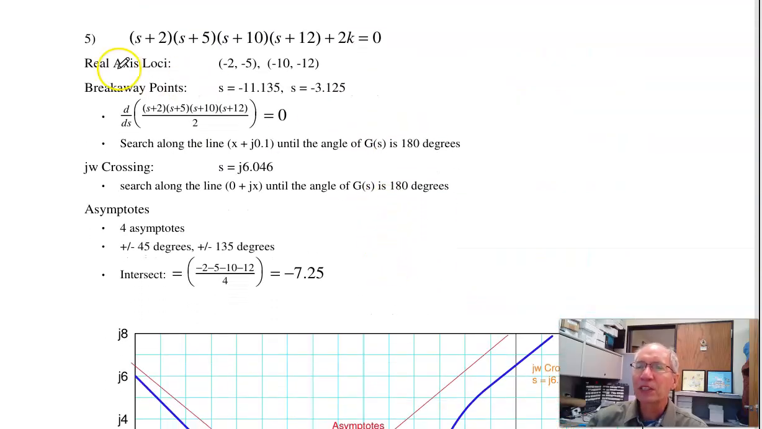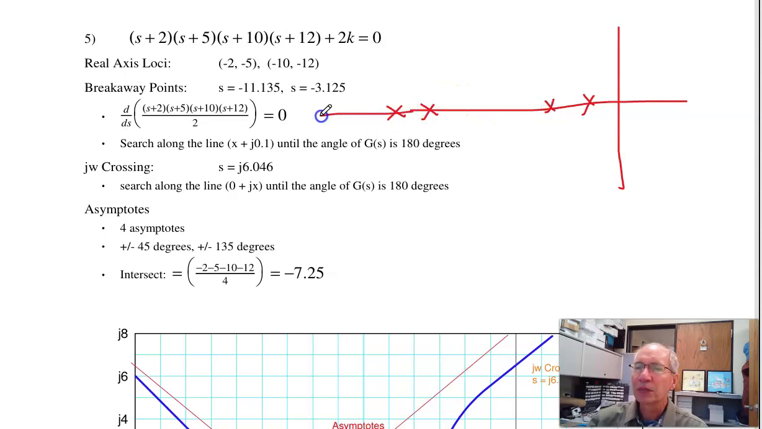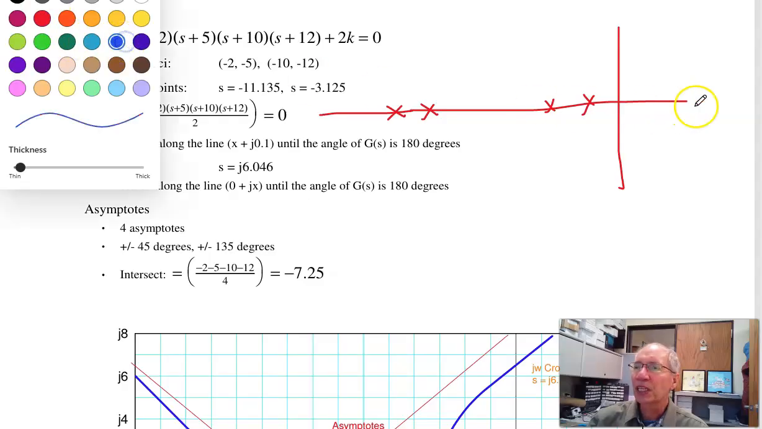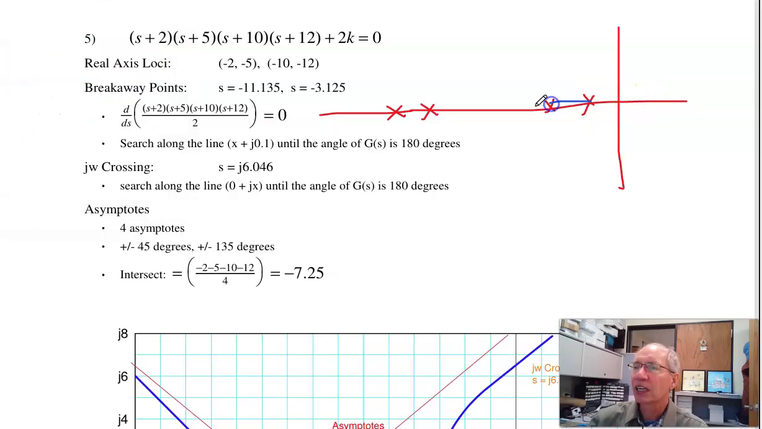Problem 5. Here's a 4th order polynomial. Sketch the root locus. And so what I do is I start with the real axis loci. When k equals 0, I've got a root at minus 2, minus 5, minus 10, minus 12. Real axis loci is even odd. When there's an odd number of poles to the right, I have real axis loci. So here's even, odd, even, odd, even.